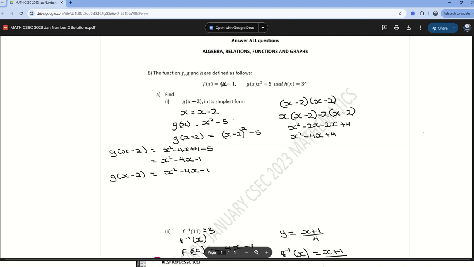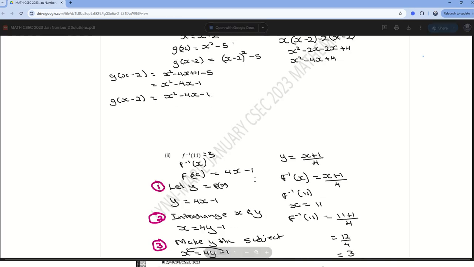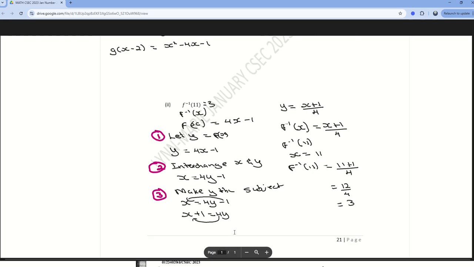Before you put x as 11, you need to find the inverse function. We know f of x is 4x minus 1. The first step is to let y be equal to f of x, so y is equal to 4x minus 1. You interchange x and y, so x would be equal to 4y minus 1. Then you make y the subject.